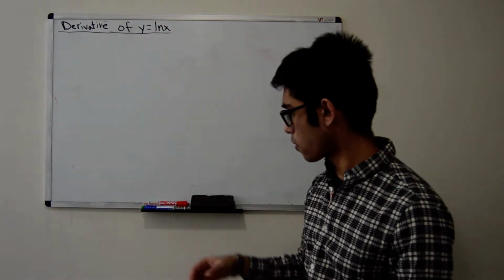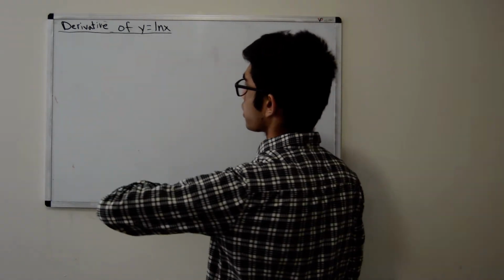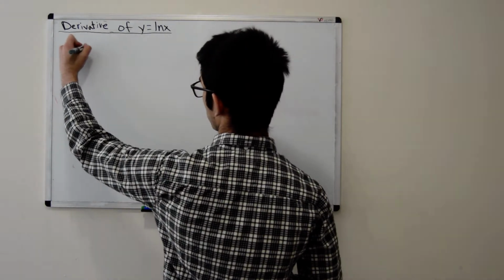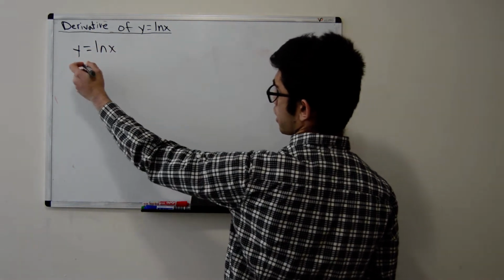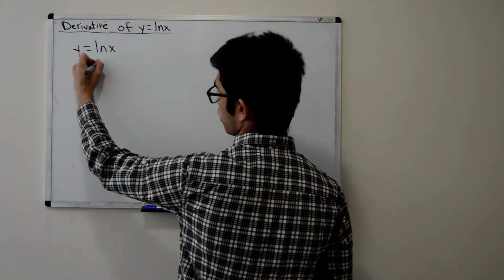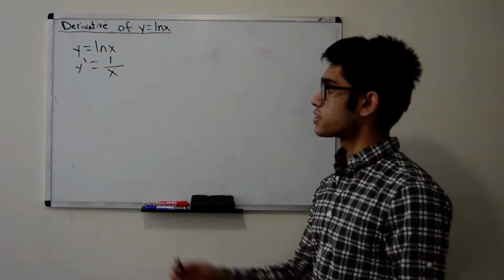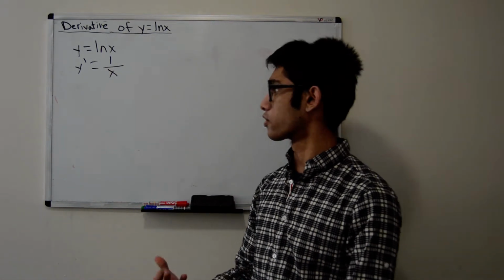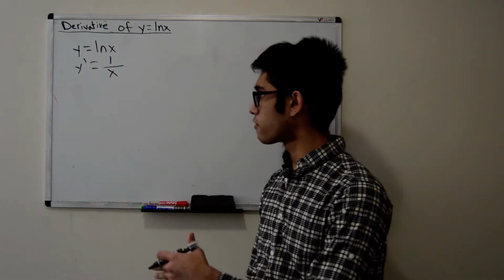So we all know, if you've done a calculus course, that the derivative of y equals ln x, y prime, is 1 over x. This is just a fact that we are given, and we work through derivatives using this fact that we know. So today I just wanted to cover the proof for this.